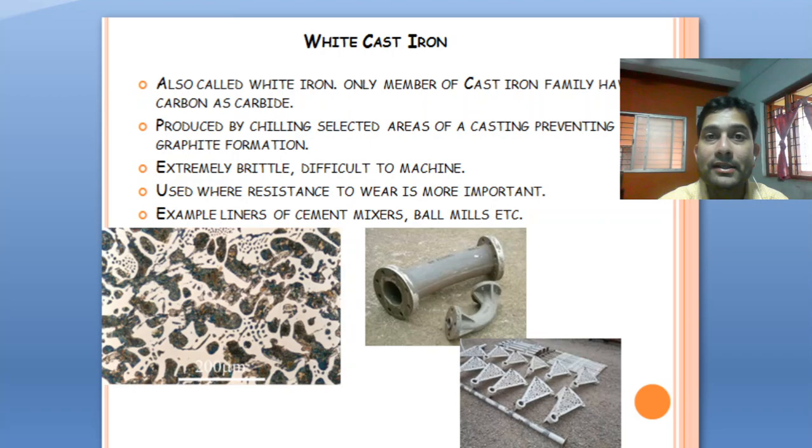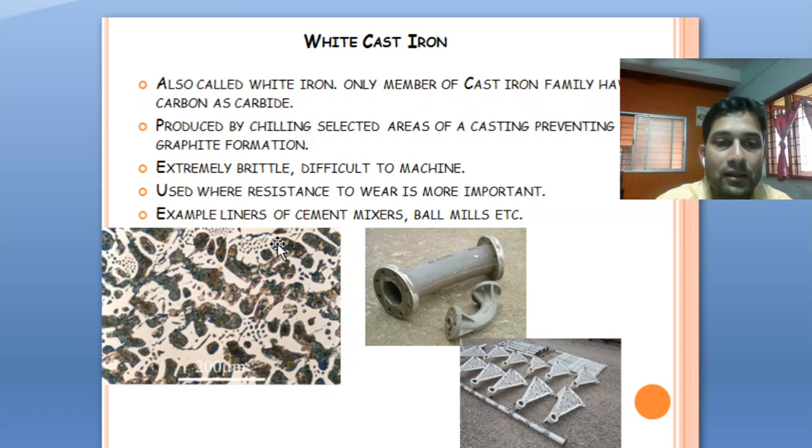The properties of white cast iron are that it is extremely brittle and very difficult to machine. That is the reason why white cast iron finds its application in compressive types of loading, where compressive loads have to be taken. For example, liners of cement mixers. You know that the linings of cement mixers are made up of white cast iron. Even the ball mills, wherein the balls and all are made up of white cast iron itself. And the other properties are that they show very high resistance to wear.